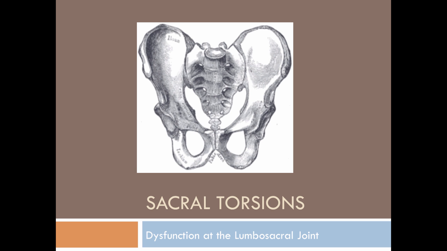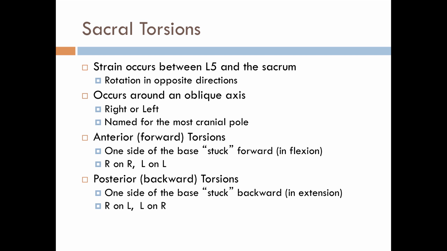So let's talk a little bit about the sacral torsions. Again here, we're talking about an issue at L5 and S1, and part of the relationship between L5 and S1 is not only that sacral flexion is paired with lumbar extension. Normally, when the sacrum rotates in one direction, L5 will rotate in the opposite direction. The sacral motion in a torsion occurs around one of the oblique axes.